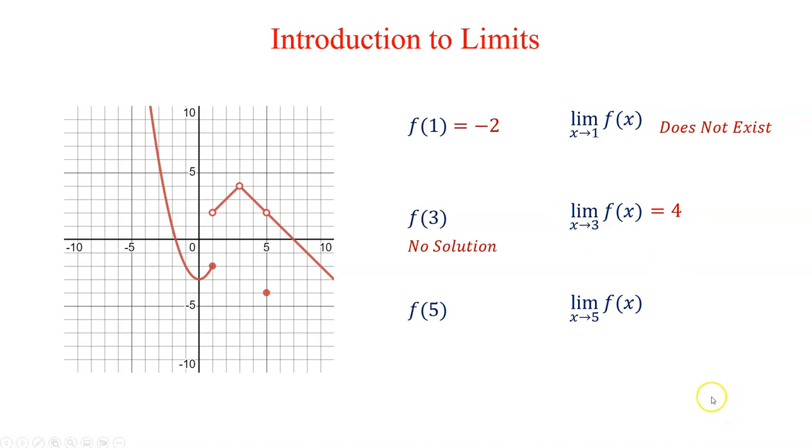One more, f of 5. Well, 5 is saying what is happening at the 5. Notice we're not looking here because there's an open circle here, closed circle here says this is the one where 5 actually exists for the x. The corresponding y would be -4.